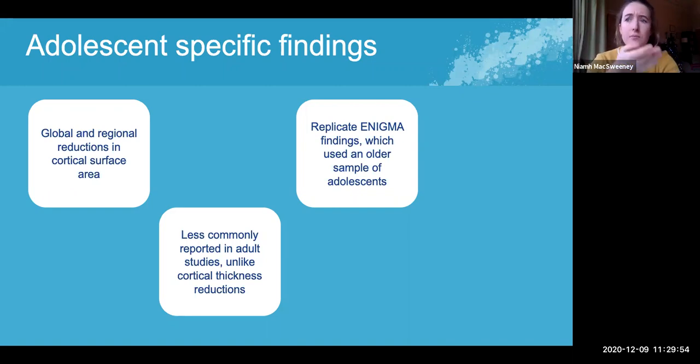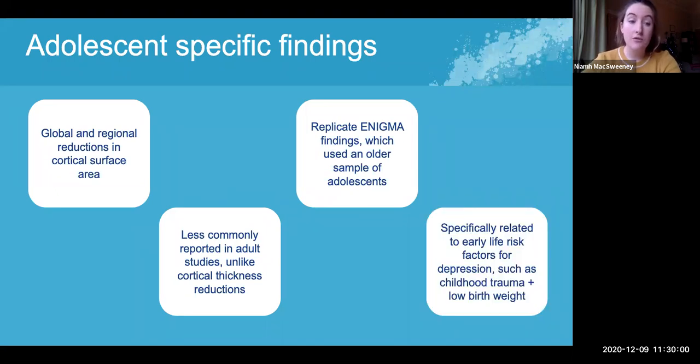So the fact that these are present in the early stages of adolescent depression suggests that maybe these cortical surface area alterations are related to early life risk factors specific to depression. So, for example, in the literature looking at childhood trauma and low birth weight, we also see these surface area deficits. And there's quite a lot to unpick when looking at these findings, because why don't we see these surface area reductions in the adult MDD literature? Do they not disappear over time, but change over time? And why do we see cortical thickness in the adult MDD literature, but not in the adolescent depression literature?